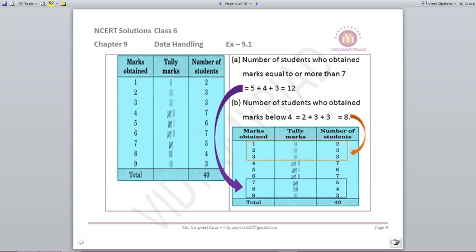Number of students who obtained marks equal to or more than 7. Equal to or more than 7 means 7, 8 and 9. How many students are there? 5 plus 4 plus 3, which is equal to 12. B part: number of students who obtained marks below 4. Below 4 means 4 is not included. Less than 4 means I will just take into consideration marks 1, 2 and 3, which are represented by 2 plus 3 plus 3, which is equal to 8 students.